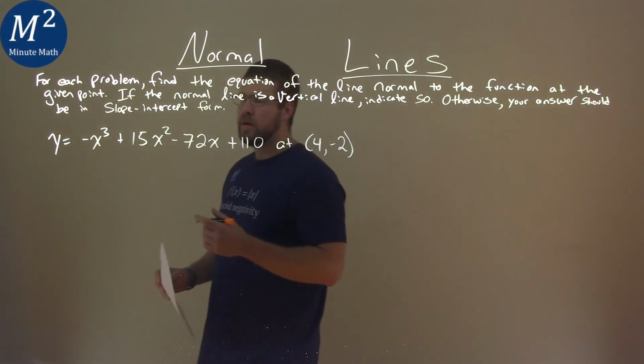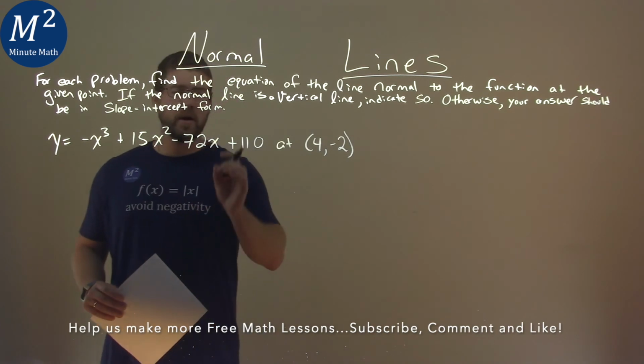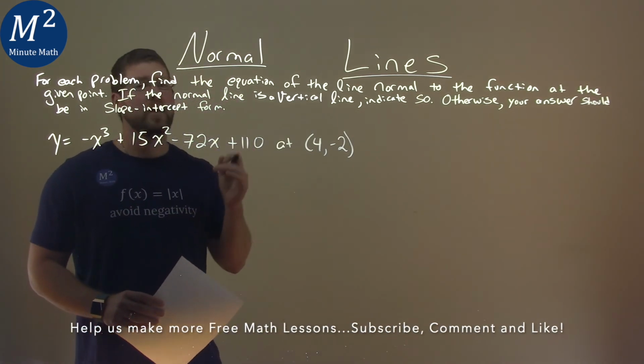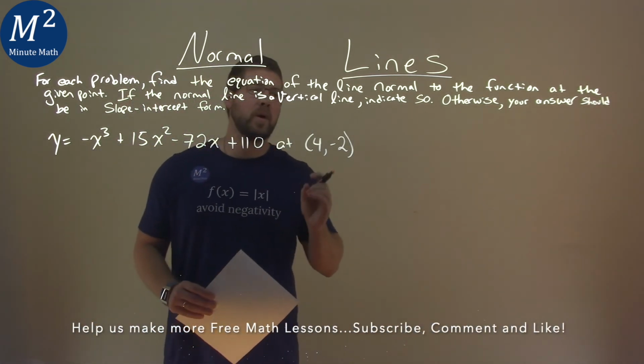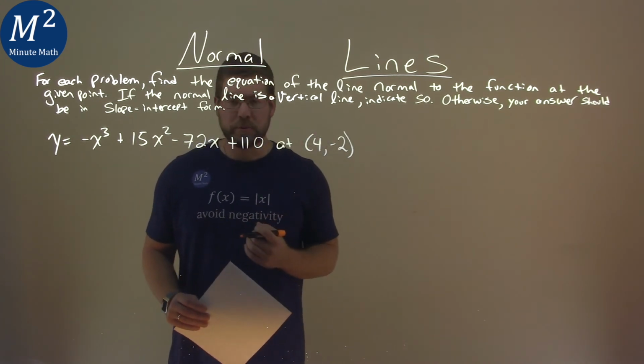We're given this problem right here. Y equals negative x to the third power plus 15x squared minus 72x plus 110, and we need to find the equation of the line normal to this function at 4 comma negative 2.